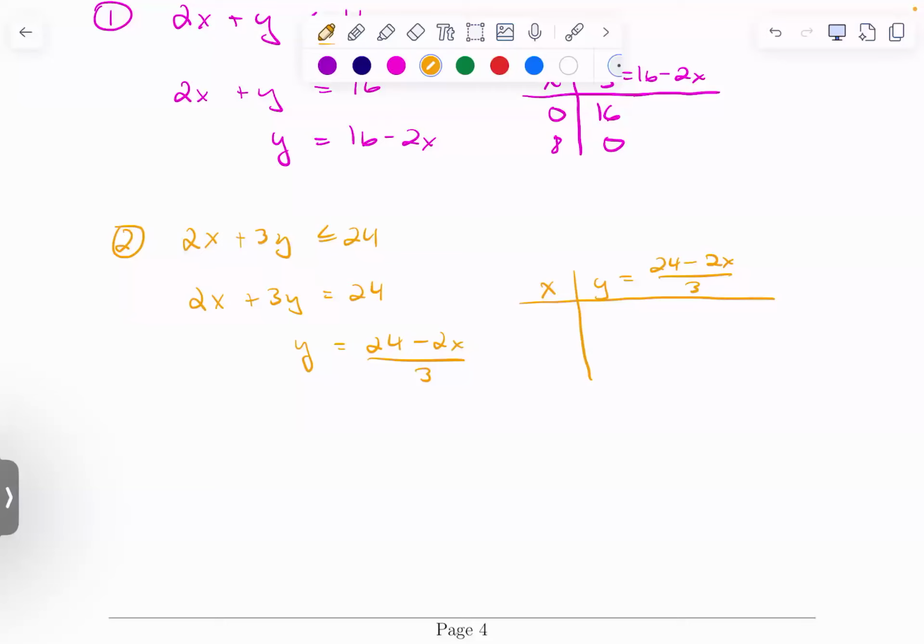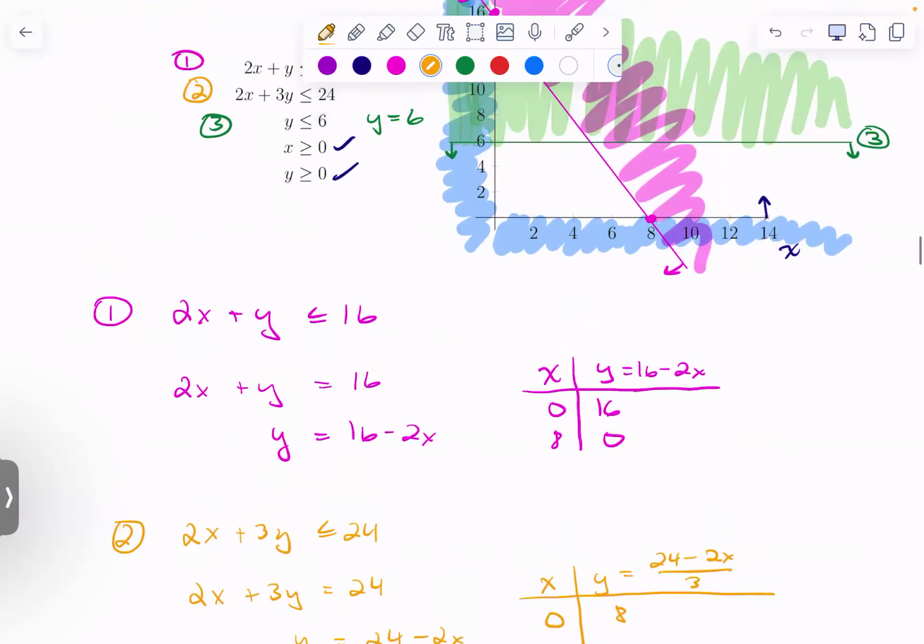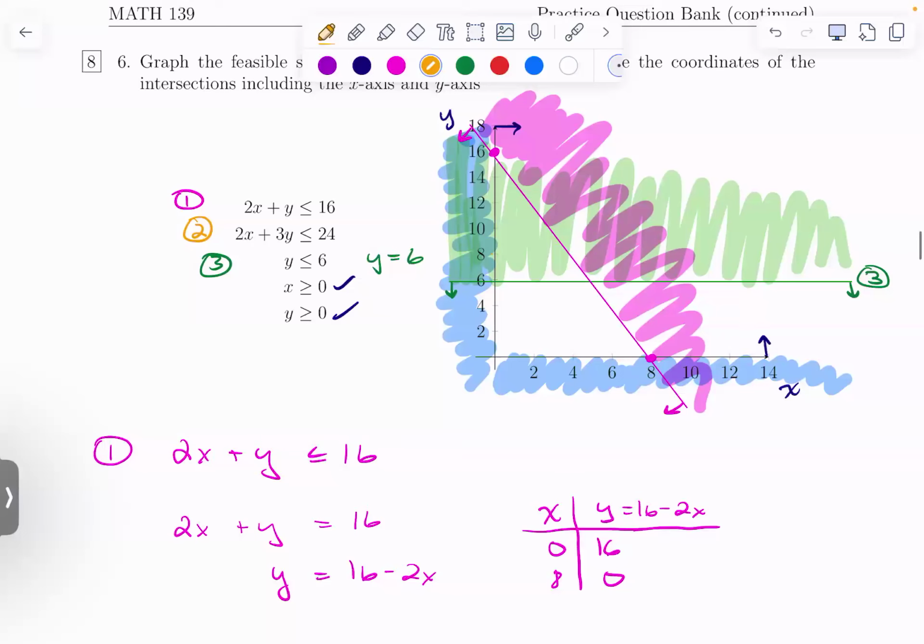Let's go for my go-to of x equals 0. It's pretty rare that I would not use x equals 0. 24 minus 0 is 24, divided by 3 is what? Is it 8? So when x is 0, y is 8. Oh, and I should label this as line number 1.